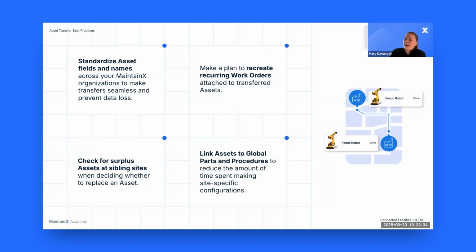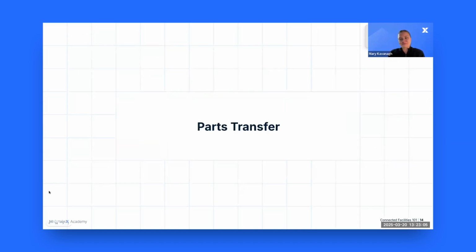Fourth point here, link assets to global parts and procedures, which we'll get into in a minute, to reduce the amount of time spent making site-specific configurations. What I mean by that is the procedures and parts, those linkages will transfer over if we have everything connected in an ideal manner. So exciting stuff. This is new. If you are interested in getting it set up on your account, let us know and we will be able to toggle it on for you and your information will pop up in that global org. It's always fun to do.